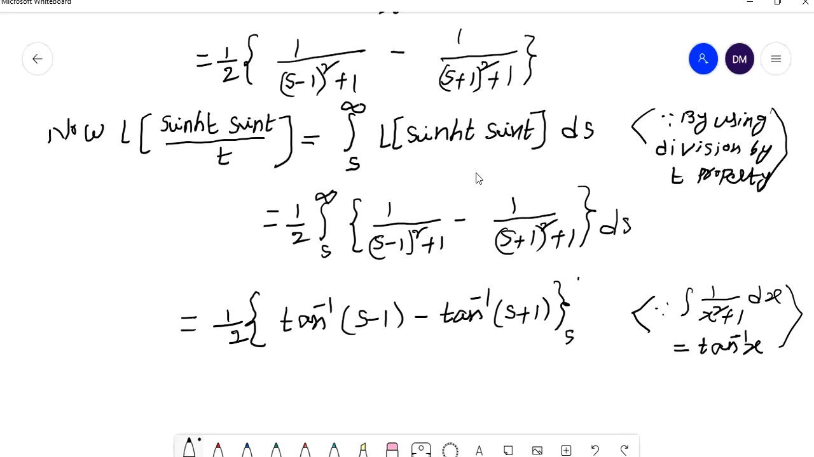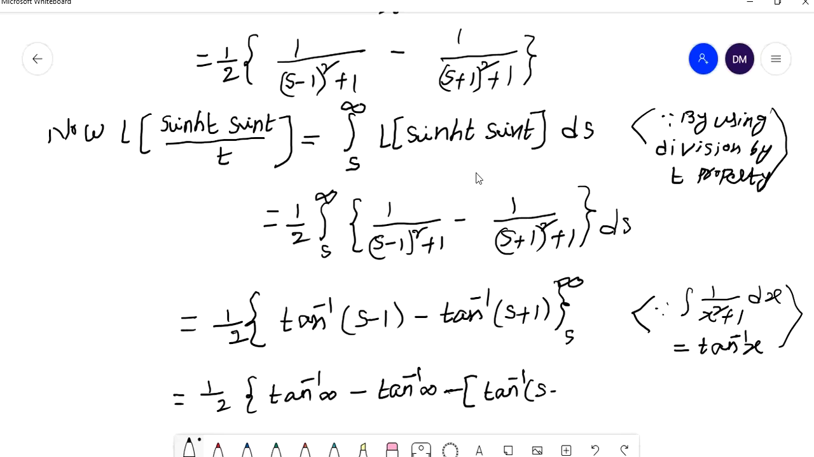Now what are the limits? s to infinity. Now substitute the upper limit: 1 by 2 into tan inverse of infinity minus tan inverse of infinity, minus, substitute the lower limit in the place of s: tan inverse of s minus 1 minus tan inverse of s plus 1. So now what happened here?